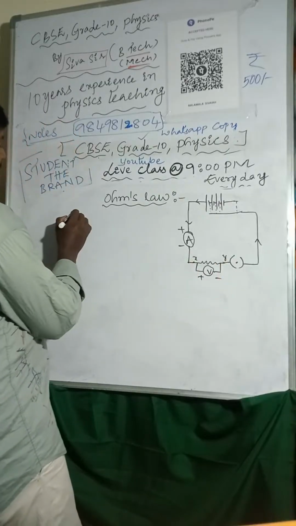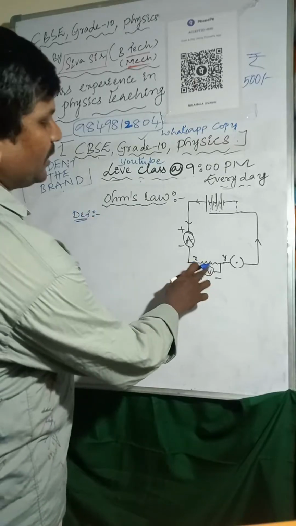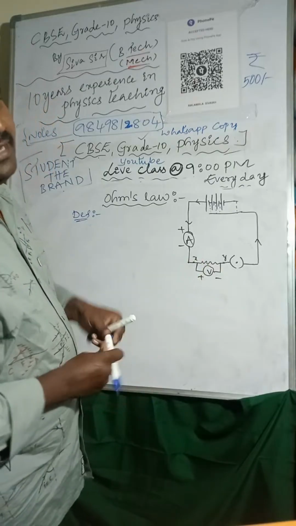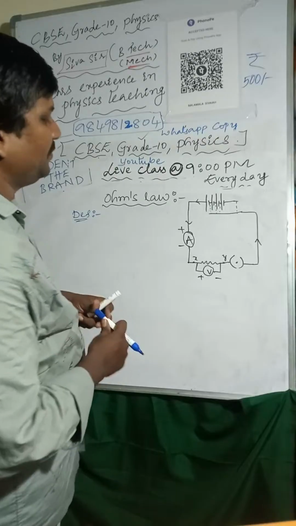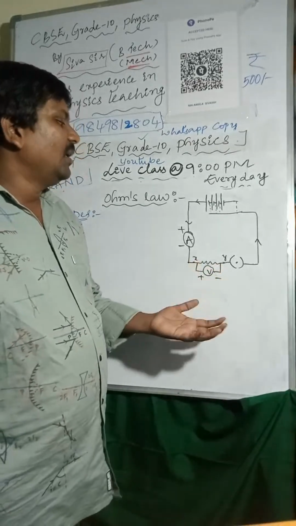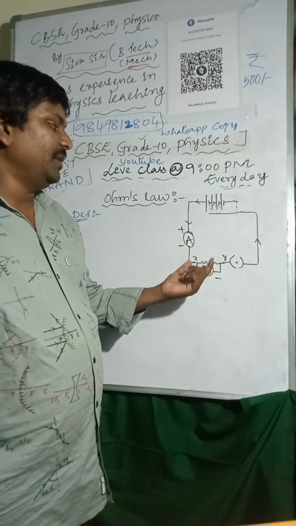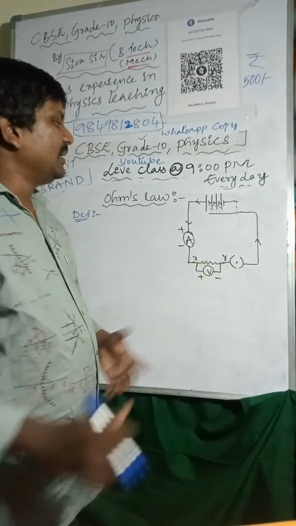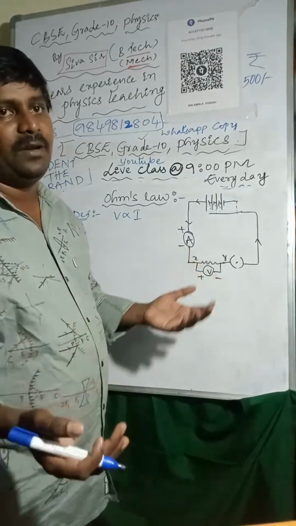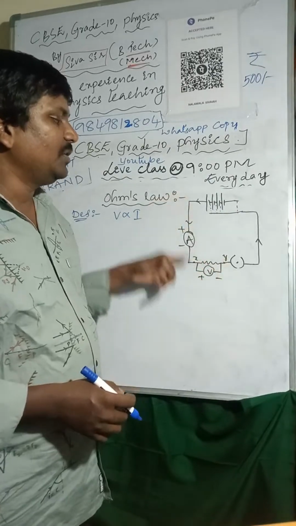So definition. If you are taking the potential difference across the ends of a metallic conductor, or the potential difference between 2 points of the metallic conductor, it is directly proportional to the current flowing through it. Simple definition: the potential difference across this metallic conductor is directly proportional to the current flowing through it.